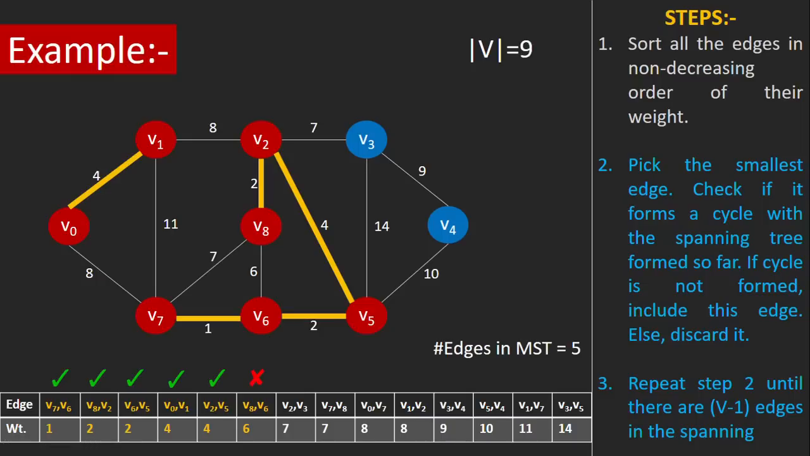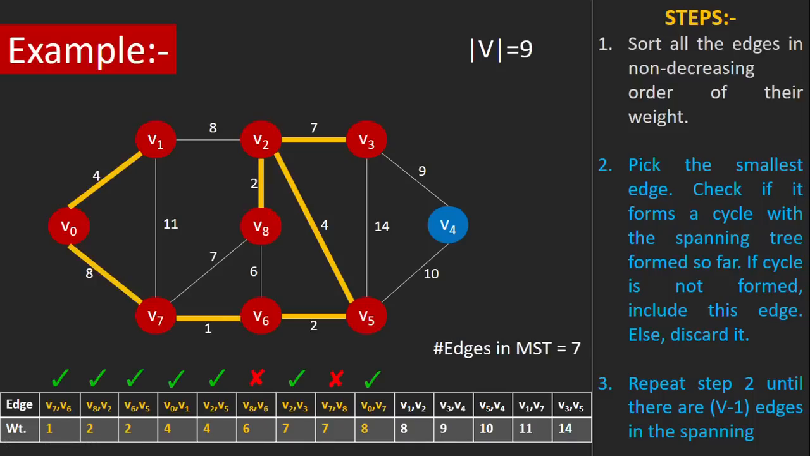Now, adding V2, V3 to the MST doesn't lead to the formation of any cycles. So, V2, V3 will also be an edge in the MST. Now, V7, V8 can't be a part of the MST because adding this edge would form this big cycle. This one. Adding V0, V7 to the MST doesn't form any cycle. So it will be added to the minimum spanning tree too.